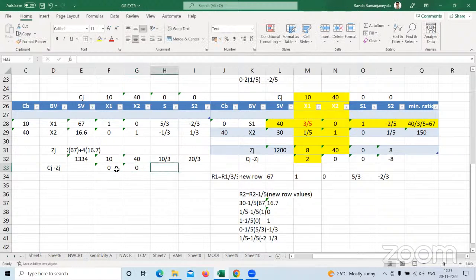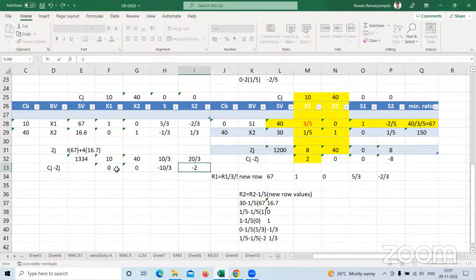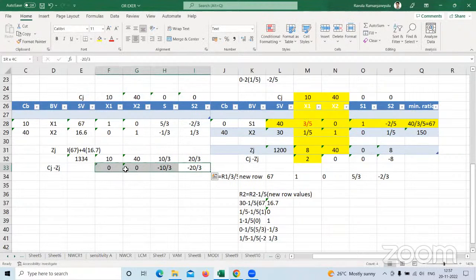Then here, 0 minus 10 by 3 is minus 10 by 3. Here we are having minus 20 by 3. End of the problem. So we reached the optimal solution by seeing these values, because all are 0 or less than 0. When it comes to 0 or less than 0, we can say we reached our objective, so optimal solution.